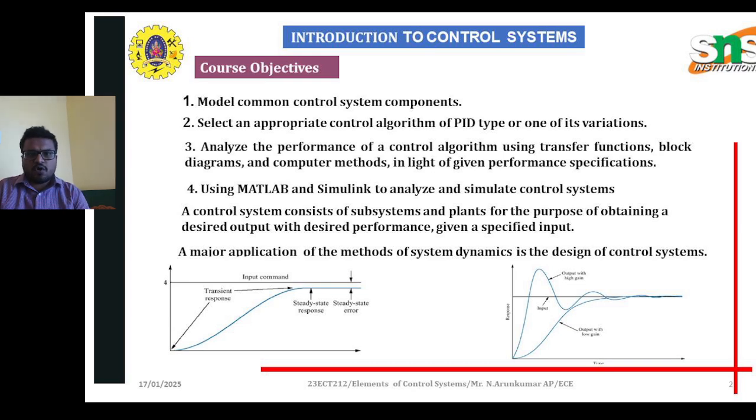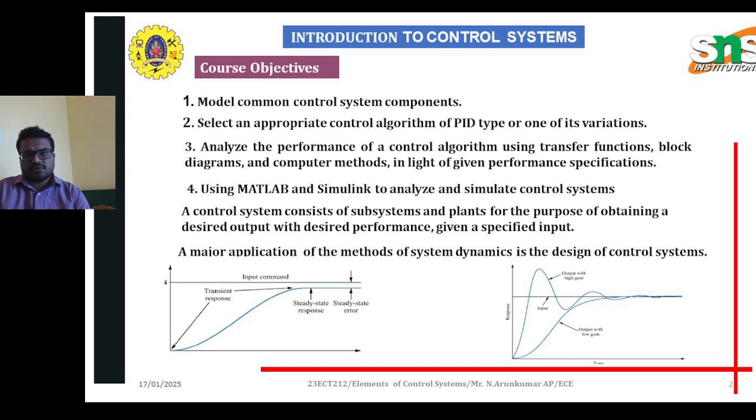First one is to model common control system components and select an appropriate control algorithm of PID type or one of its variations. Next one is to analyze the performance of a control algorithm using transfer function, block diagram and computer methods. After finalizing all the components for the particular project, we can simulate them using MATLAB, followed by simulating the process to generate a waveform.